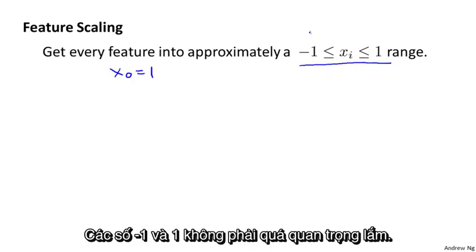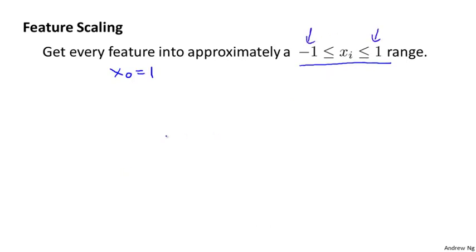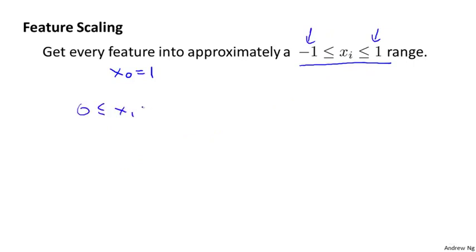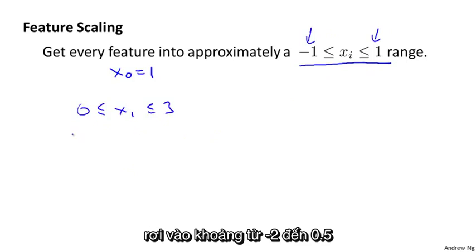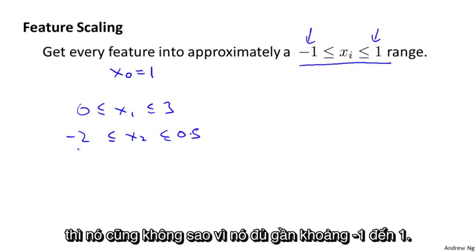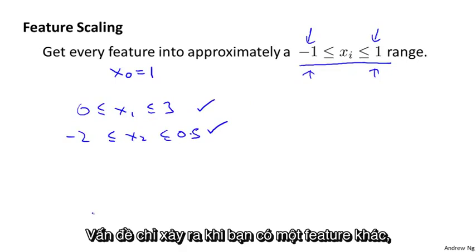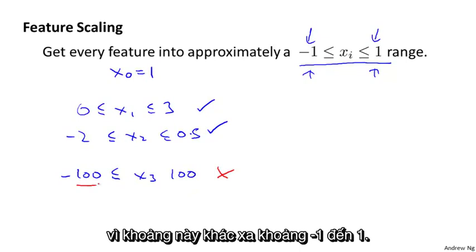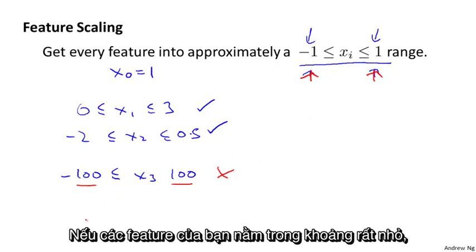And the numbers -1 and +1 aren't too important. So if you have a feature x1 that winds up being between 0 and 3, say, that's not a problem. Or if you end up having a different feature that winds up being between -2 and positive 0.5, again, this is close enough to -1 and +1 that that's fine. It's only if you have a different feature, say x3, that ranges from -100 to +100, then this is a very different range of values than -1 and +1. So this might be a less well-scaled feature.